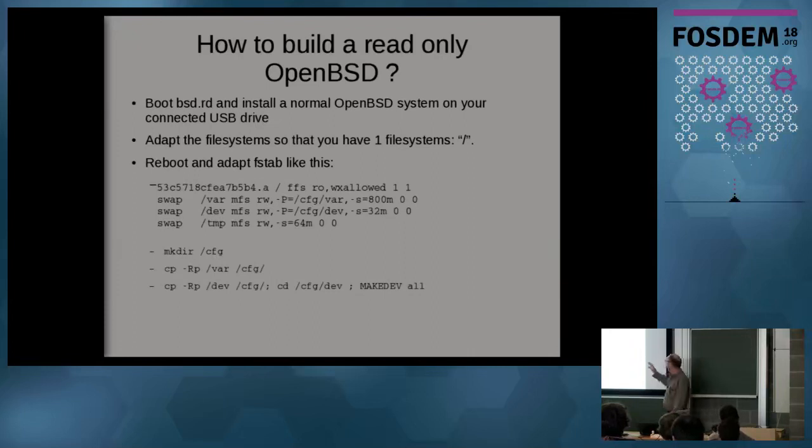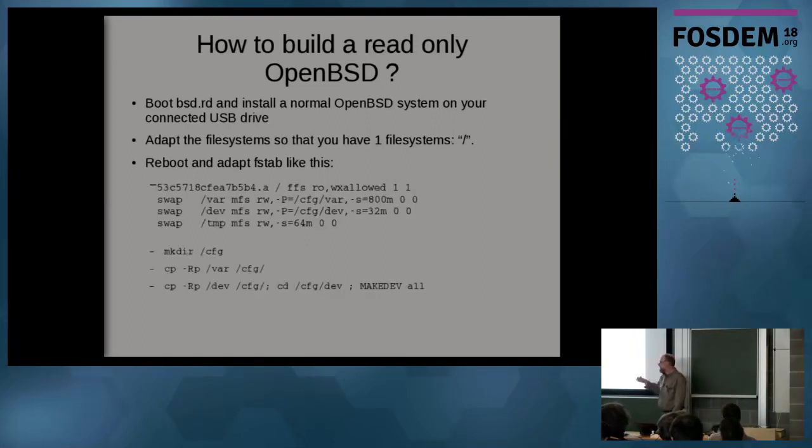I did a normal installation. So you start your BSD RD, the process which allows you to install OpenBSD. I plugged in a USB stick, and I asked OpenBSD to install everything on this USB drive under the same file system. So everything is installed under slash. I skipped the default recommendation provided by OpenBSD.